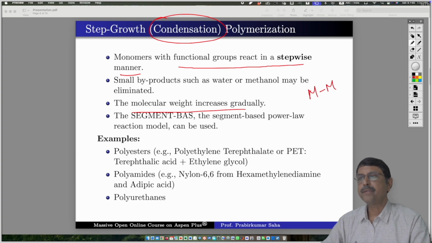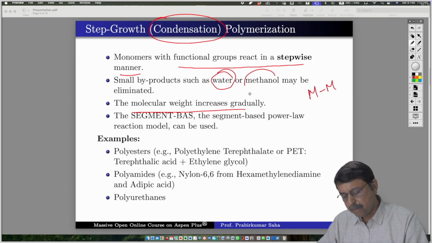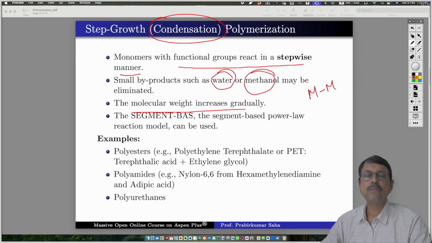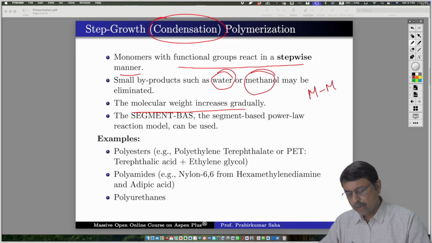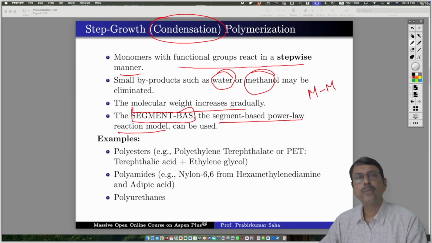And in this process, some small byproducts are obtained, such as water or methanol, and they need to be eliminated from the solution. Now in Aspen Plus, we have the segment-based power law reaction model named SEGBUS. So we have to use this power law kinetics for a step growth polymerization.